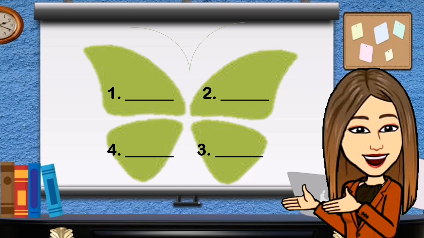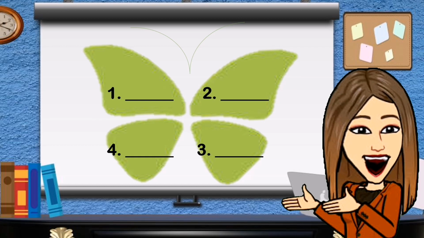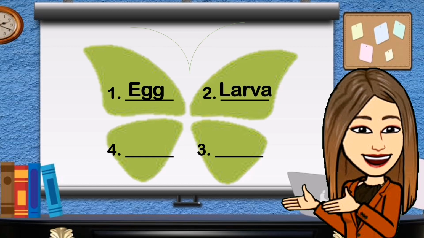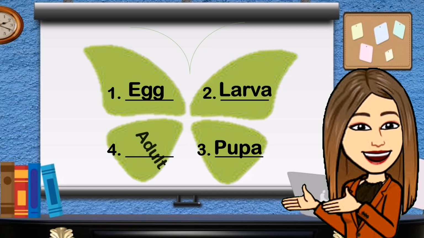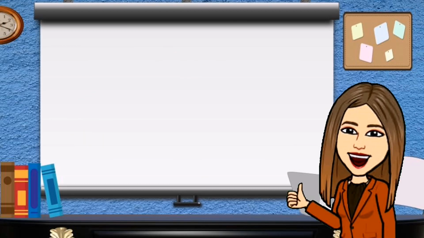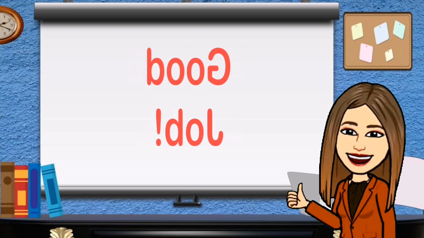So the stages of complete metamorphosis or the life cycle are egg, larva, pupa, and adult. And the life cycle starts over again. Did you get the correct answers? Good job!